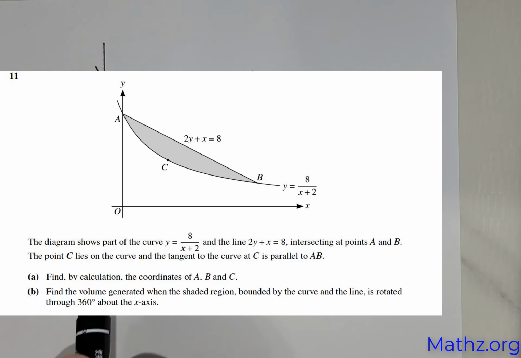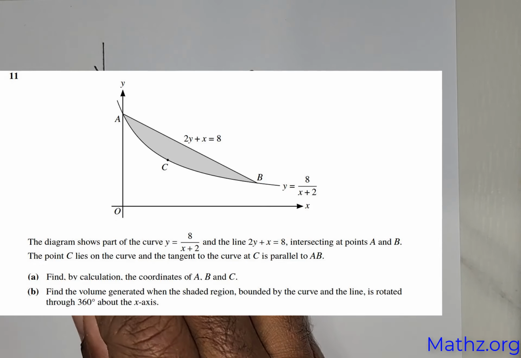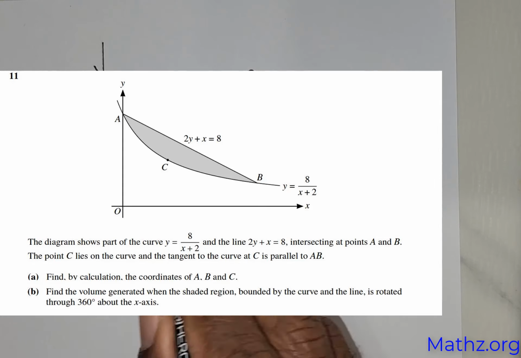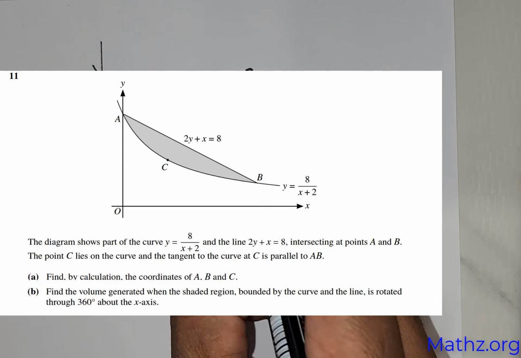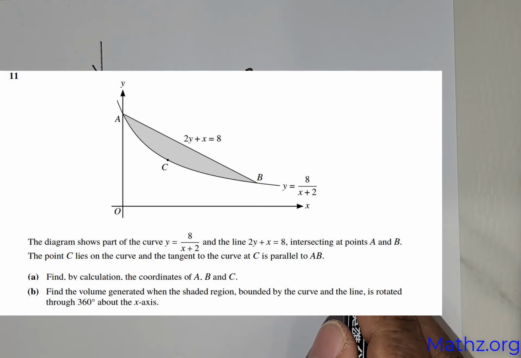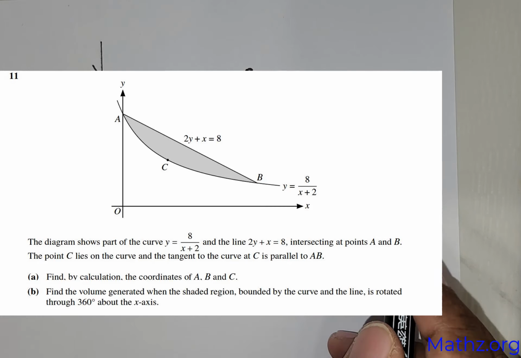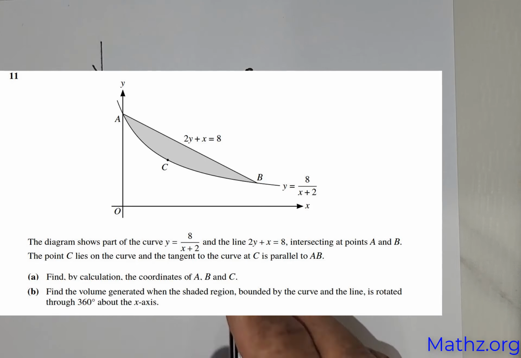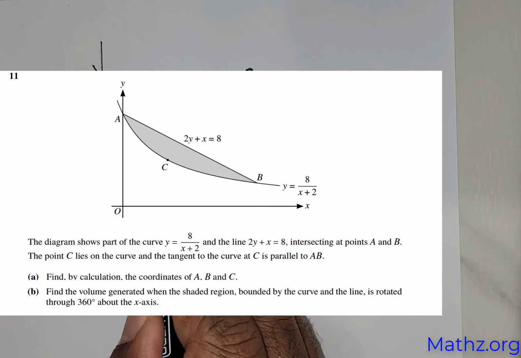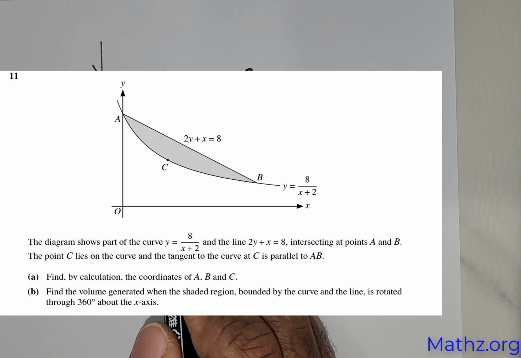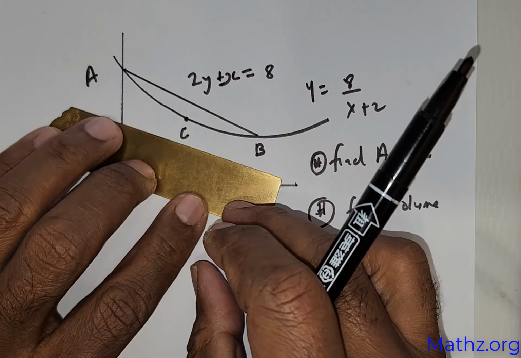Students, we have been given this question. We have a curve and a straight line having an intersection at the point A and at the point B. We are asked to find the values of A, B, C. In other words, they want us to get the coordinates. And there is also an information that there is a tangent at the point C.